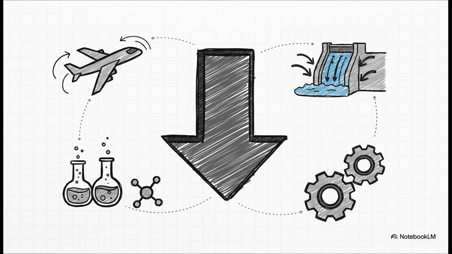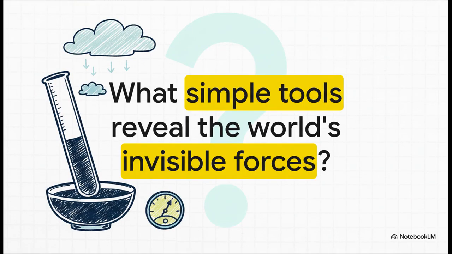It's everywhere. And that really brings us to the final takeaway. Think about it. A little bit of mercury in a glass tube was enough to let us measure the weight of our entire atmosphere. It's just an amazing reminder of how simple, elegant tools can help us see and measure the huge invisible forces that shape our entire world. It just makes you wonder, what other invisible forces are out there, just waiting for the right tool to reveal them?